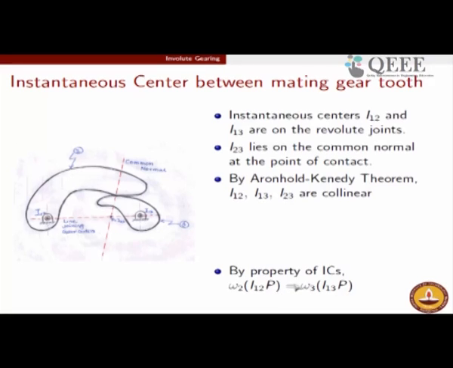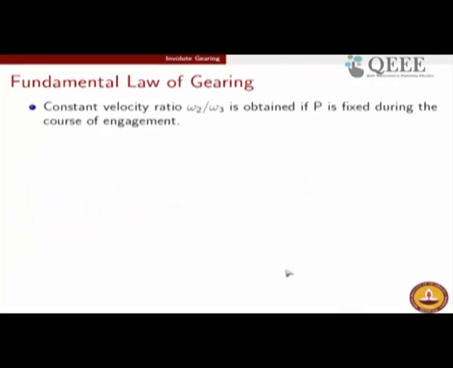which basically means that we now have a rule by which we can assign the velocity ratio between these two bodies. When there is motion transfer happening, the motion transfer ratio omega 2 by omega 3 is given precisely by this quantity. And that is what brings us to the fundamental law of gearing. Remember, in yesterday's discussion itself, we understood that the primary objective of having a gearing arrangement is to ensure a constant velocity ratio. That is, the ratio of omega 2 by omega 3 has to be fixed for all times.